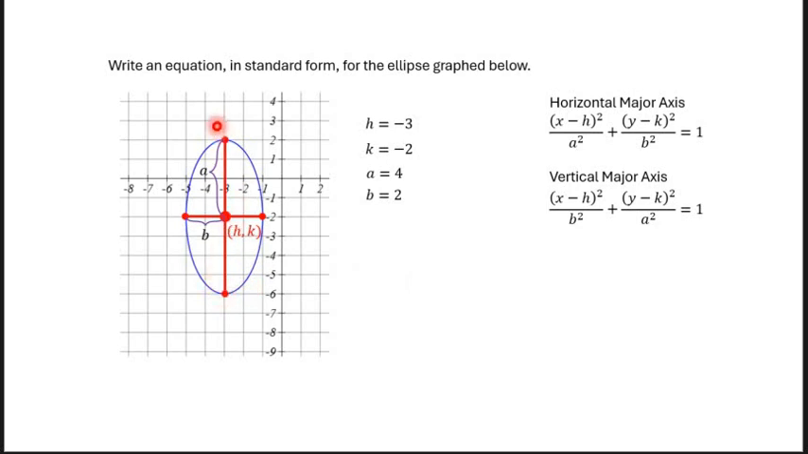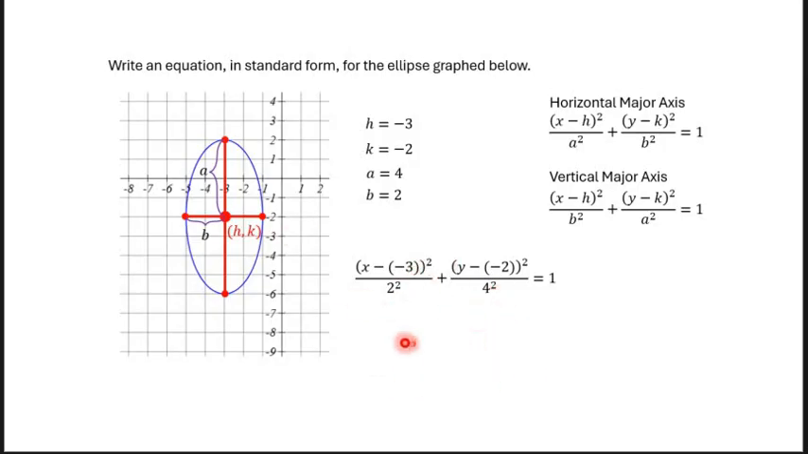Because my major axis is vertical, the value of a, the square of the larger of these two distances, should be in the denominator of the term with y. So plugging these values into this vertical major axis equation will give me this. x minus h will be x minus negative 3 squared over b squared, in this case 2 squared, plus y minus k, which is y minus negative 2 squared, over a squared, in this case 4 squared.